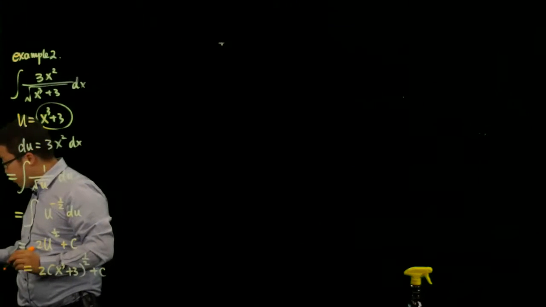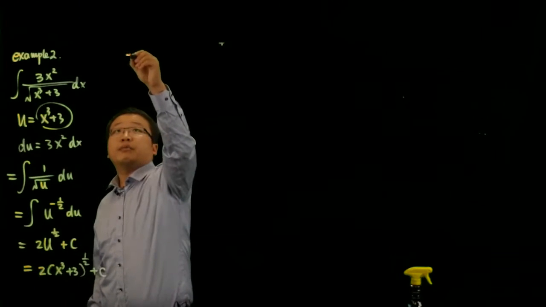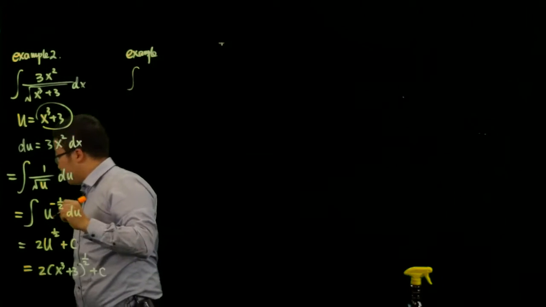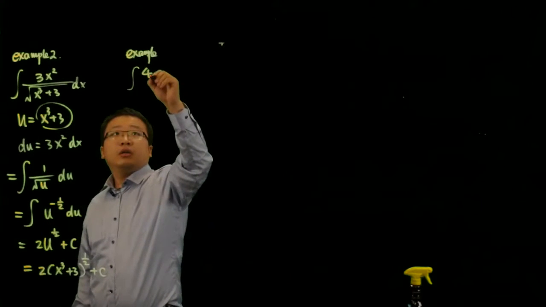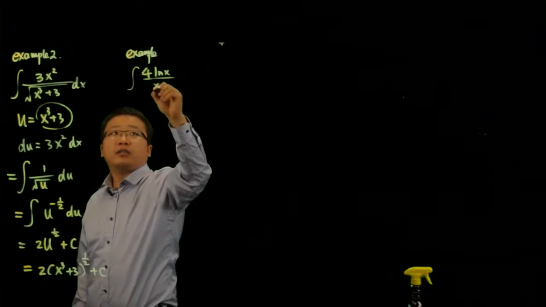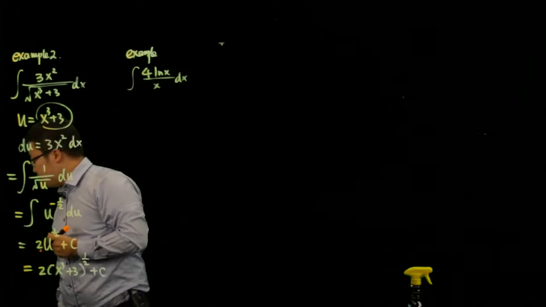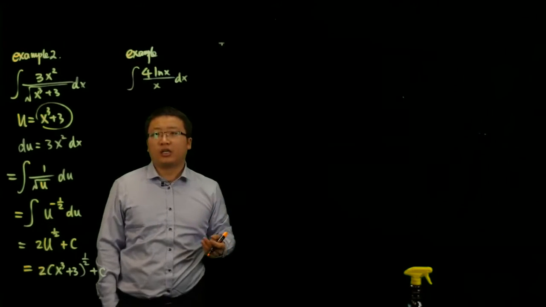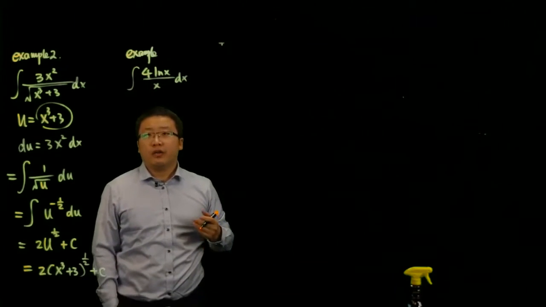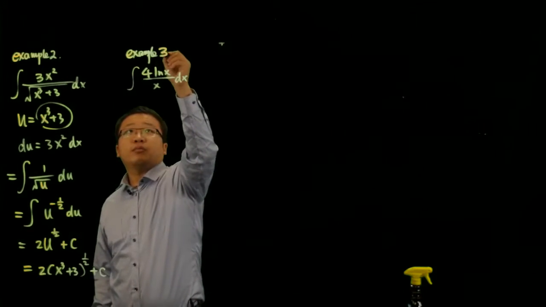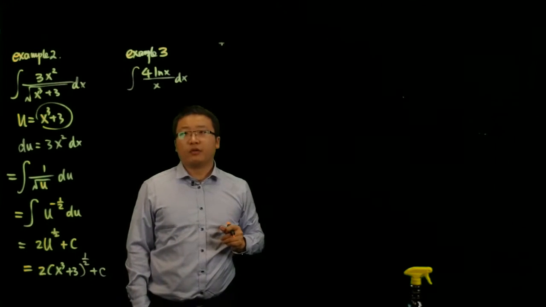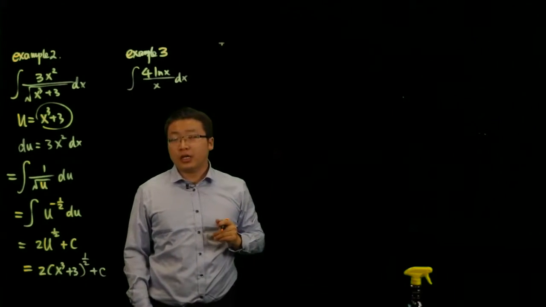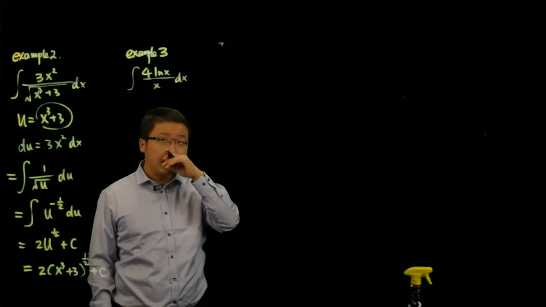Okay. Another example will be example 3 from the textbook. It says integral of 4 natural log of x divided by x dx. Okay, again, you will have 2 portions here. You have a natural log of x on the top, and a single x on the bottom. If this is a derivative question, you will need to use the quotient rule to solve this because you have 2 portions. Now, because it's an integral, there's no such thing as a quotient rule for integrals.